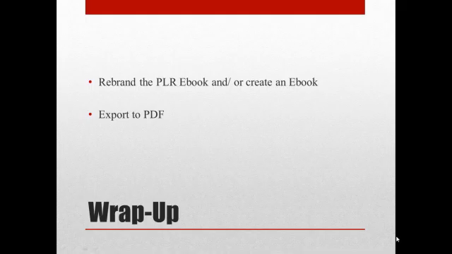Alright, so that's pretty much all there is to it. All you need to do now is go ahead and rebrand your PLR product, the ebook that it needs to be. Make sure you change up the cover, the information, all the things that we went over if needed. And then once you're done with finalizing the Word document or the Open Office document, all you need to do is export it to PDF. Let's just go over that process really quickly.